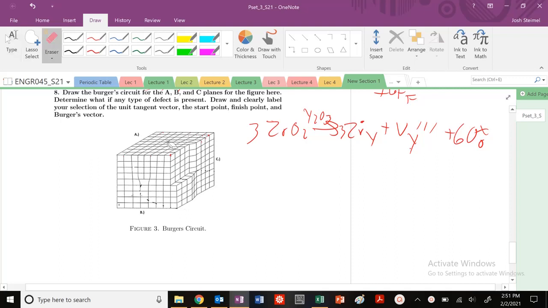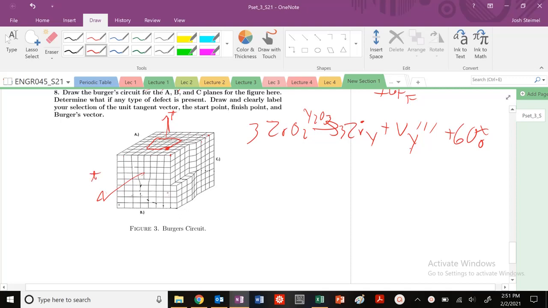I'm going to go ahead and pick my t vector to be up here. I'm going to start here. I'm just going to go 1, 2, 3, 4, and repeat that in each direction. I start and finish at the exact same location doing my right-hand rule, and that's it. There's no defect in that region. It might be different if you go in another direction.